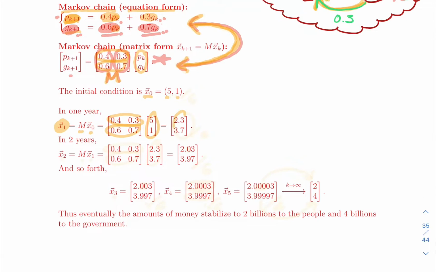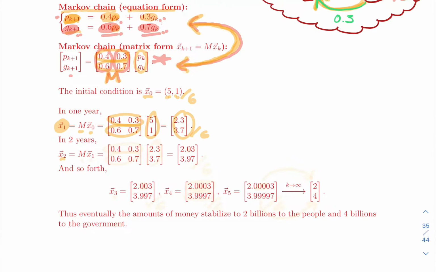A small remark here: if you look at the total amount of money, 5 plus 1 sums up to 6, and then 2.3 plus 3.7 gives you 6 again. So one way to double check that you're doing the correct multiplication is that the total mass, it's probably not the right word to use here, but initially the total amount of money, people plus government, is 6. And then when it's being transferred, you still have $6 billion in total between the two entities.